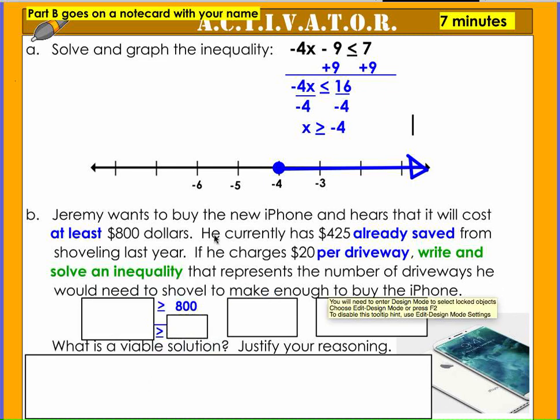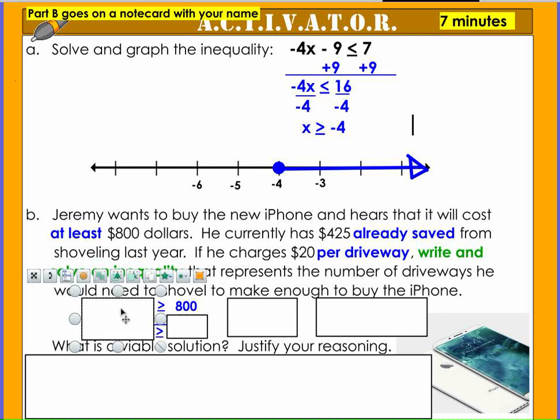Well, what else does it tell us? It tells us that he currently has $425 already saved. If you remember from what we've been doing recently, anytime I already have something at the beginning, before any time has passed, that's our starting value or our initial value. So that's going to be $425.